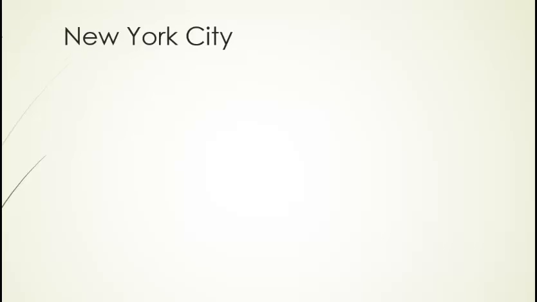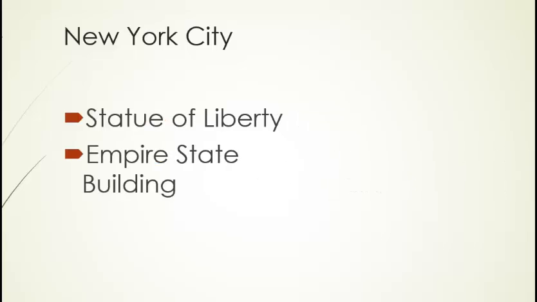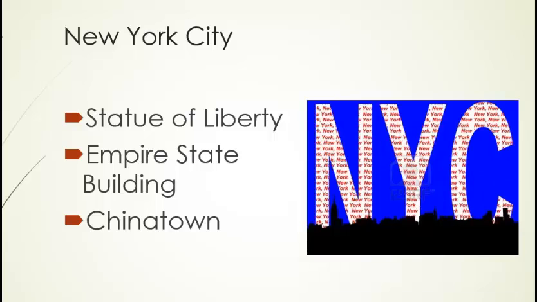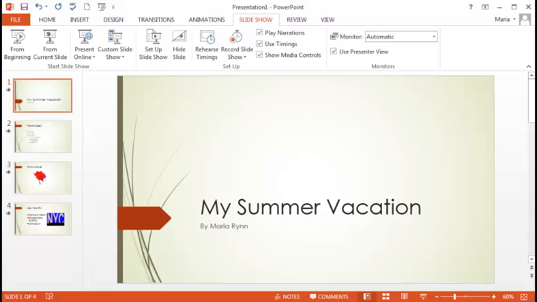Click once, New York City comes in from the left. Click again, Statue of Liberty from the right, then Empire State Building from the right, and then I click again and I get Chinatown from the right. And finally, I click and the picture comes in from the bottom. Click again and the show is ended.